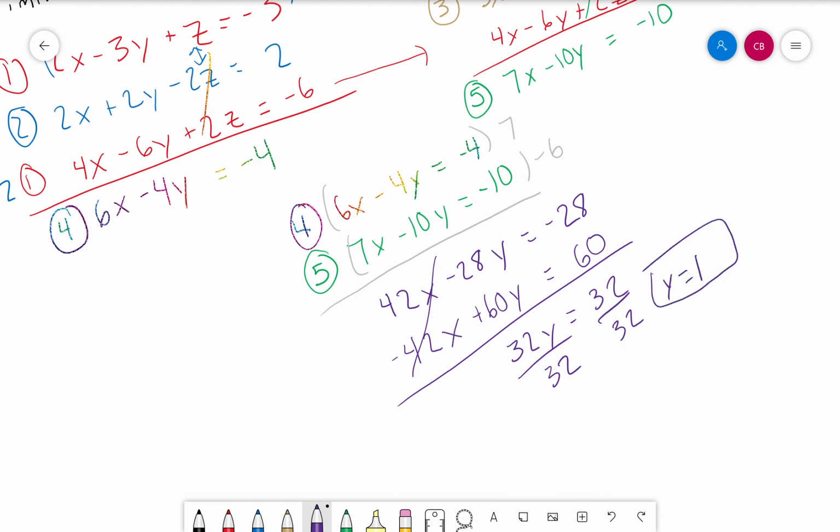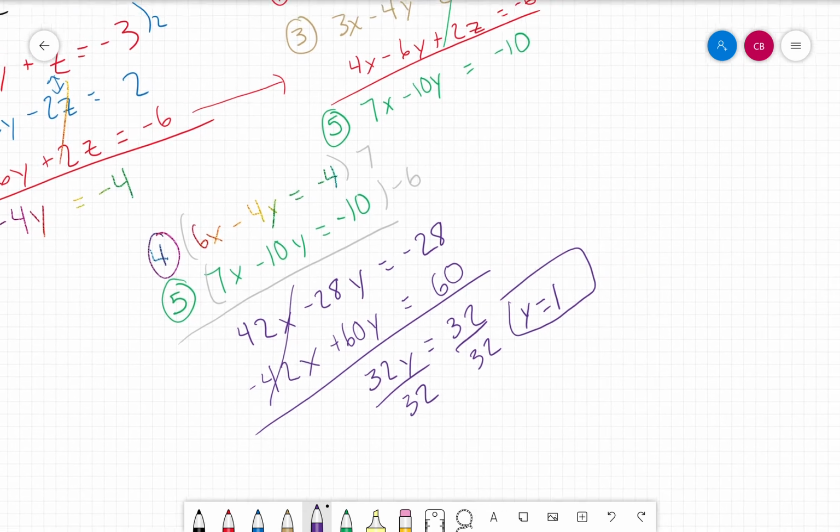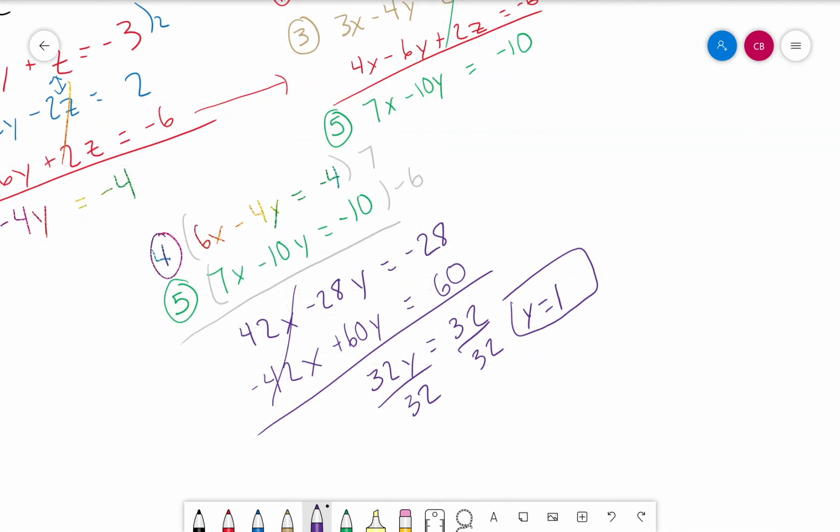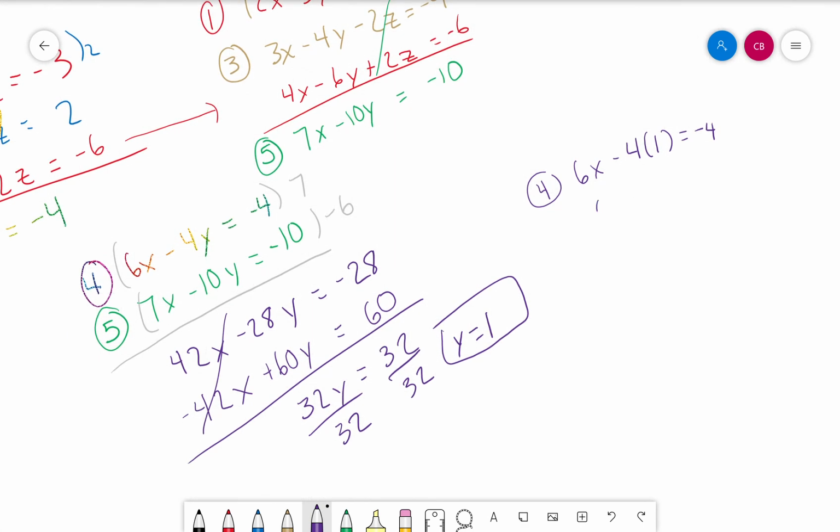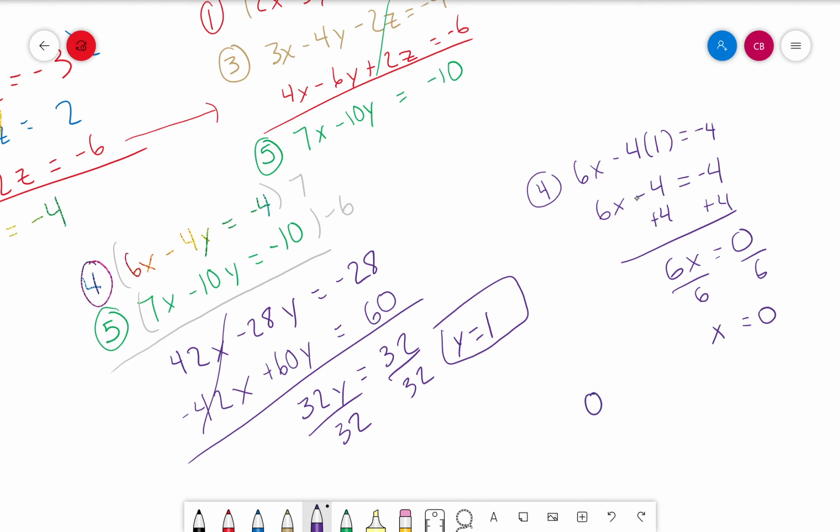Okay. So now that we have that, we can go backwards and we can substitute. So this is going into equation 4. We have 6x minus 4 times 1 is equal to negative 4. This is going to be 6x minus 4 is negative 4, plus 4. 6x is equal to 0. Divide by 6. x is equal to 0. So we have 0, 1.